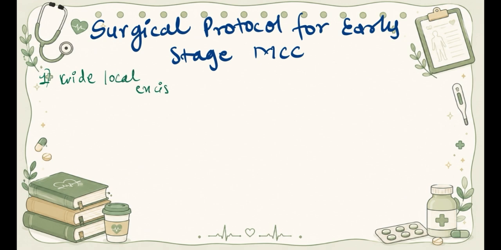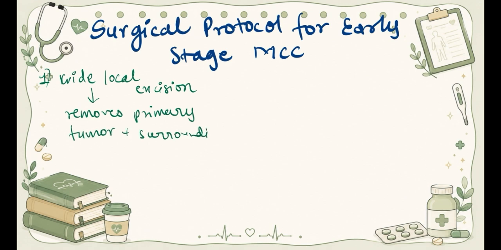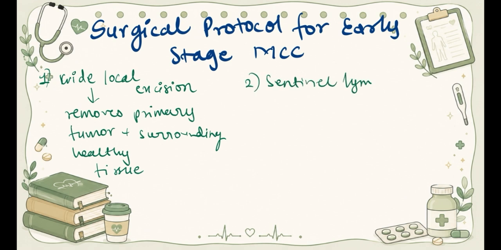Treating Merkel cell carcinoma is very different. It requires a much more aggressive, multi-step surgical protocol to make sure the cancer hasn't spread. Step 1 is a wide local excision. The surgeon removes the primary tumor along with a very large margin of surrounding healthy-looking tissue.